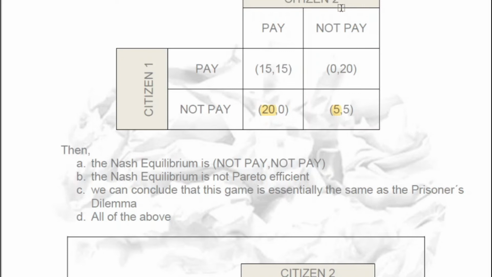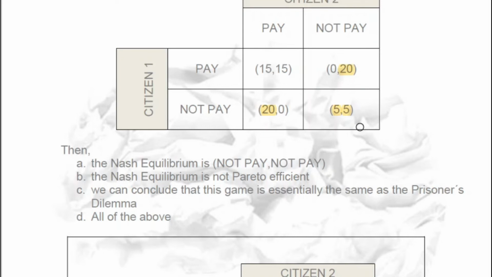Citizen 2: if I think that citizen 1 will pay, I could pay and win 15, or not pay and win 20. So 20, don't pay. And if I think that citizen 1 will not pay, I shouldn't pay, to win 5 instead of paying and winning 0. So 5, 5, don't pay. It's the unique Nash equilibrium, with a dominant strategy for each player being not to pay.